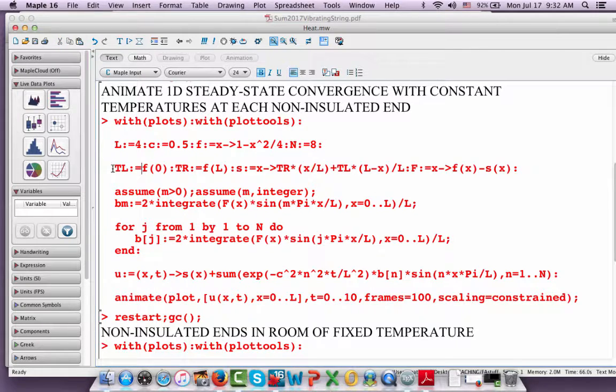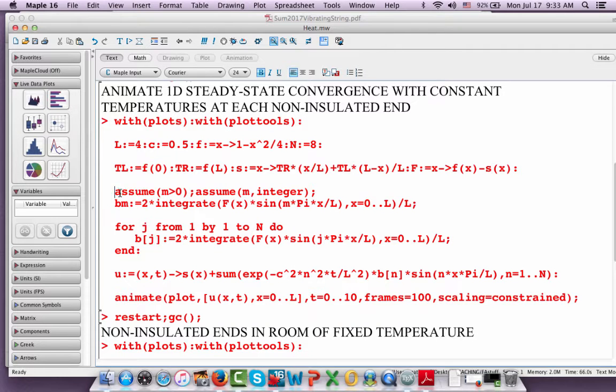So we just have to define in our formulas the left temperature, which is just f of 0, our right temperature, which is f of L, which is just f of 4 for this example. We define our s function, the steady state function, as our line here. We're just plugging in the numbers, tr and tl. And then for the purpose of this program, I just defined f of x minus s of x, and I gave it a name, and I called it capital F.